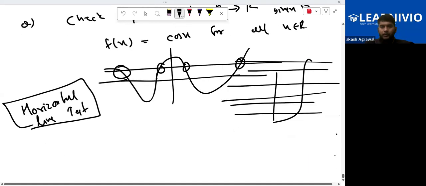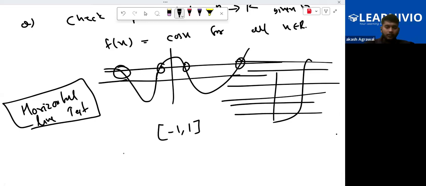And onto, why not? Because the range of cos x is from -1 to 1. So any number beyond this is not related to any pre-image. So this is not onto also.